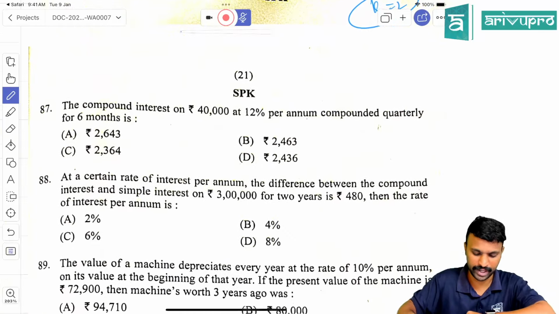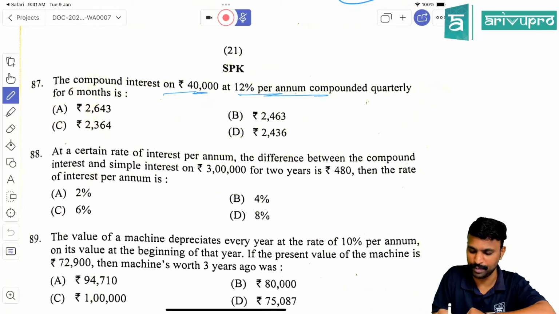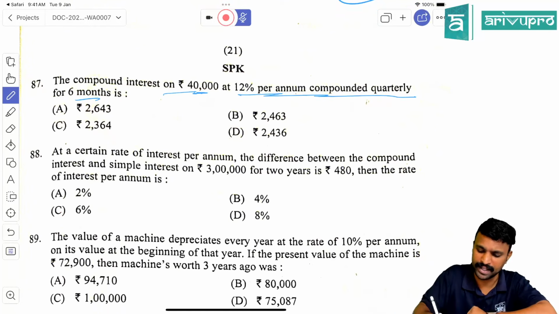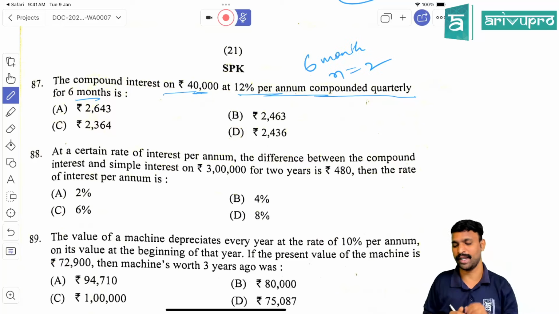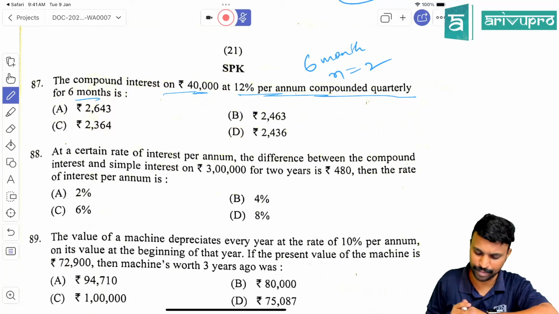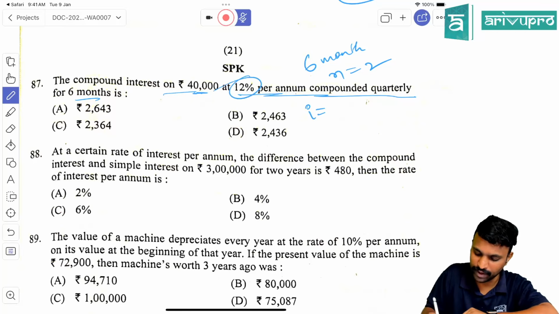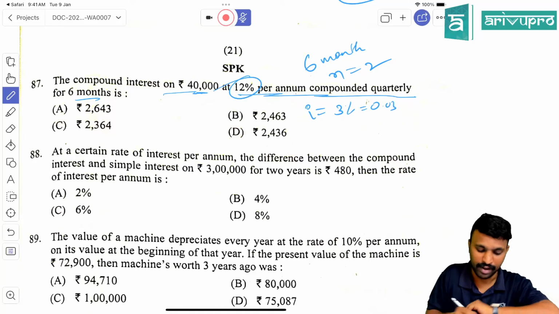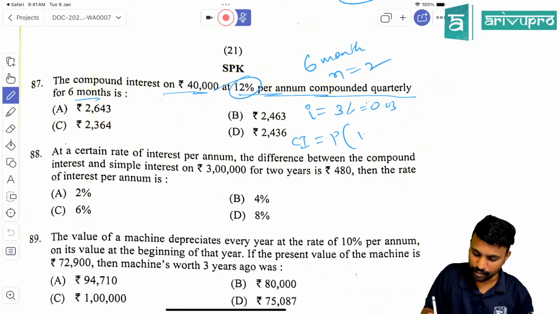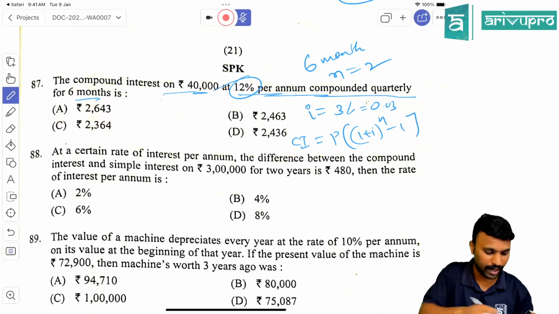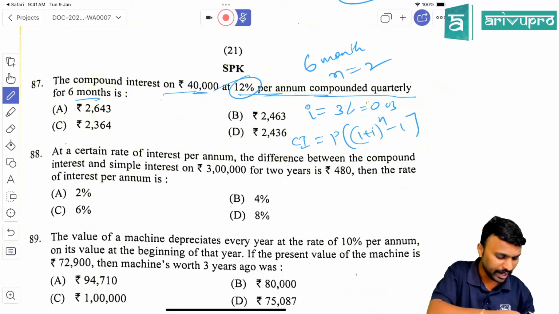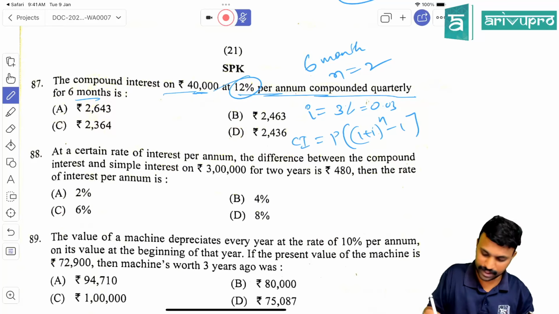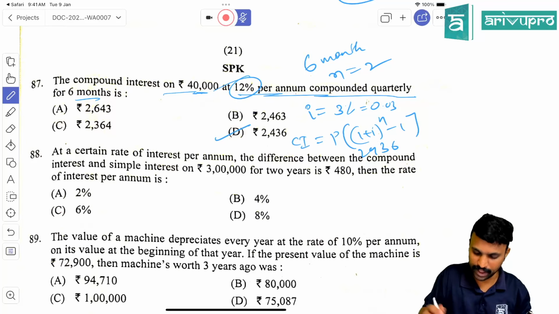Moving on to the next question: the compound interest on rupees 40,000 at 12% per annum compounded quarterly for 6 months. Guys, in 6 months, how many compoundings will happen? N is equal to 2. Correct? Because it is quarterly, in a year there are 4 compoundings. In 6 months, obviously 2 compoundings, and i will be equal to 12 by 4, which is 3%, which is 0.03. What we need to find out is CI. It's P into (1 plus i) whole power n minus 1. 1 plus i is 1.03. Raise the power to 2, minus 1, into principal 40,000, and the result is 2436. Option D is the right answer.